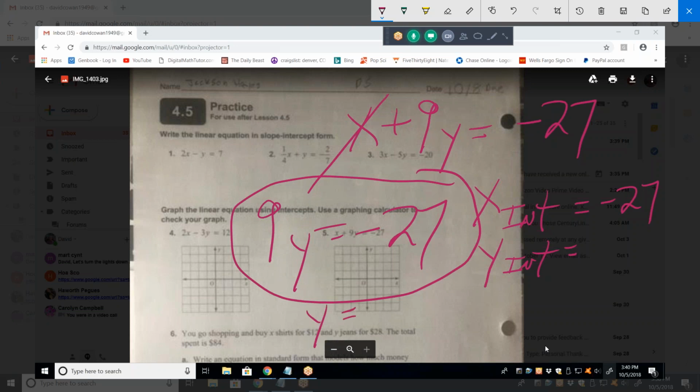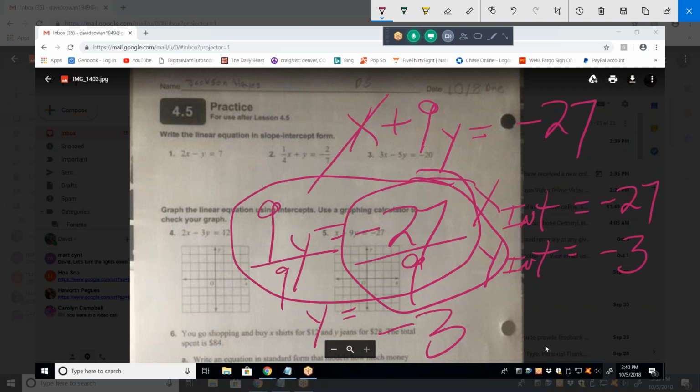Wouldn't that be 3? Well, what's the 9 doing? It's multiplying the y right now. So we got to divide to get rid of it. And what is that answer? Negative 27 divided by 9. Negative 3. There is a giant difference. If you put 3, you will get the entire answer wrong. Do not drop negative signs.